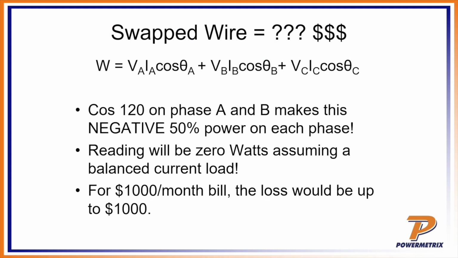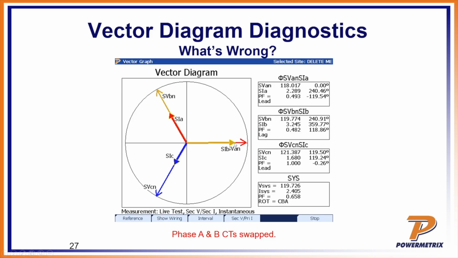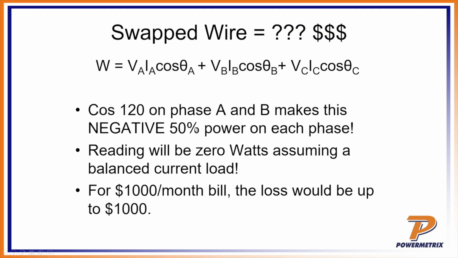So what does that mean? Well, again, you have to take into account the cosine theta. So if I have 120 degrees on phase A and B, what that means is from voltage A to current B, this angle is 120 degrees. And then the opposite for B and this current. This angle is 120 degrees. Cosine of 120 degrees on phase A and B makes negative 50% power on each phase. The reading will be 0 watts if you assume a balanced load.